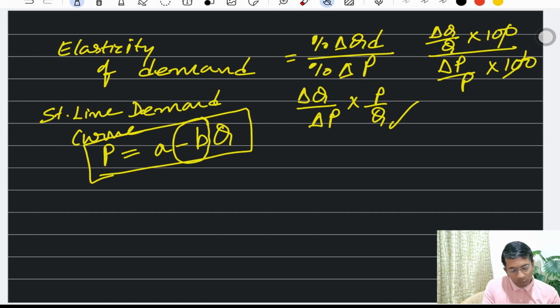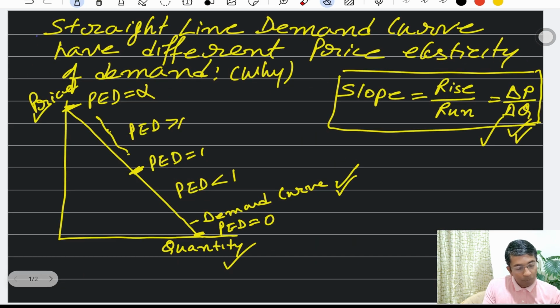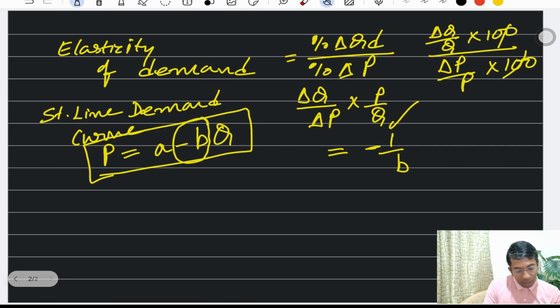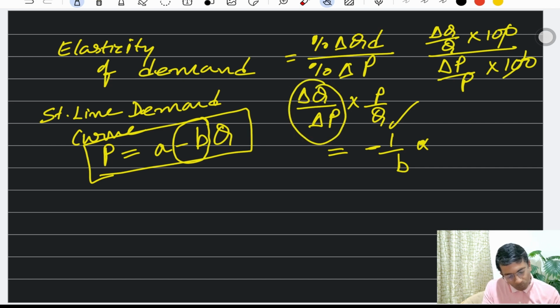If I go back to this formula, can I write the elasticity of demand formula as minus 1 by B times P over Q? Because slope is delta P over delta Q, so delta Q over delta P is minus 1 by B. That is something important you have to remember: we have replaced this one by this one, and so what is left is P over Q. This is very important.